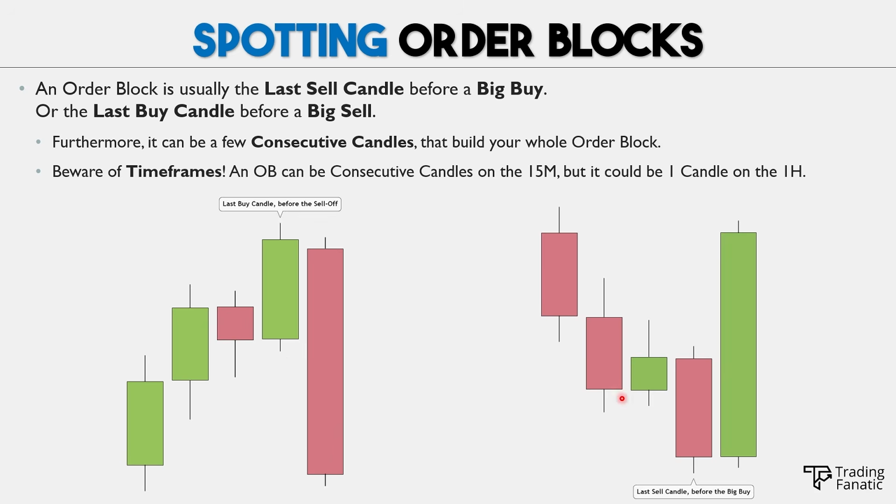We have the market pushing down. We're having a bullish candle, and then all of a sudden we're having this very big sell-off before a very massive buy. So the order block is going to be this very last sell candle before the very big buy. Okay, it's super easy, super easy.